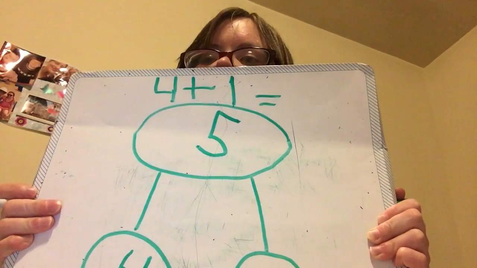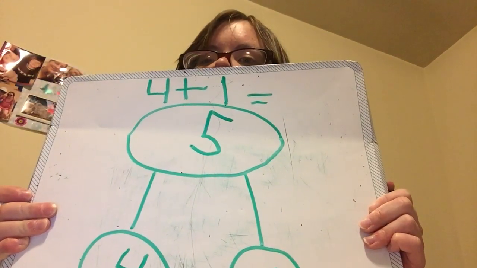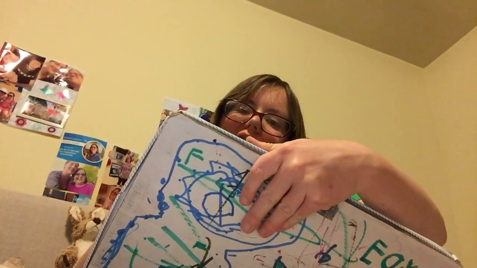Equals, what is 4 plus 1 equal? If you're not sure, you could use your fingers to count. 4 and 1. 1, 2, 3, 4, 5. Oh, so 4 plus 1 must be 5. So we're going to draw a 5 next to the equal sign.